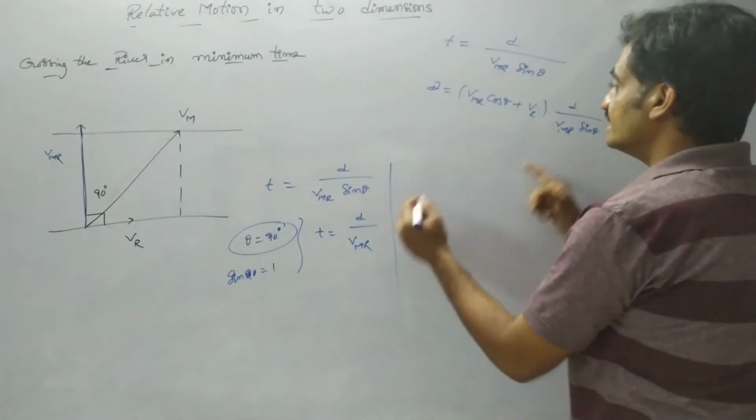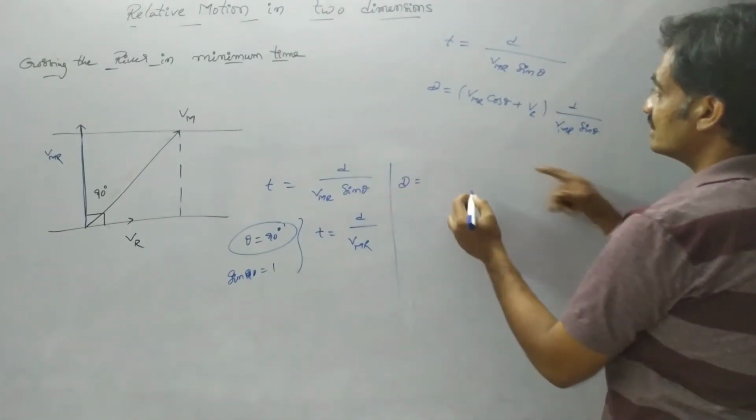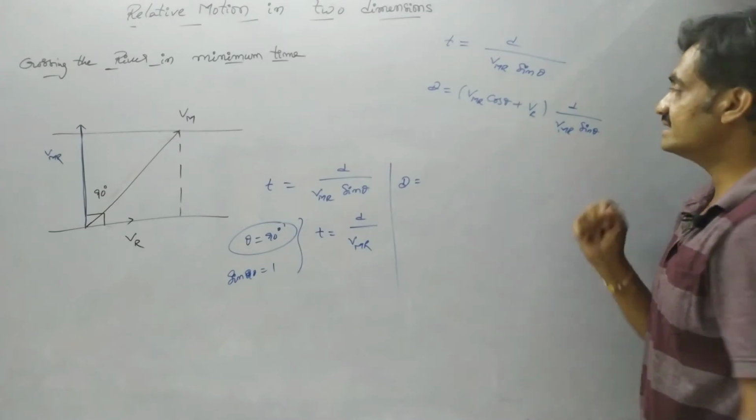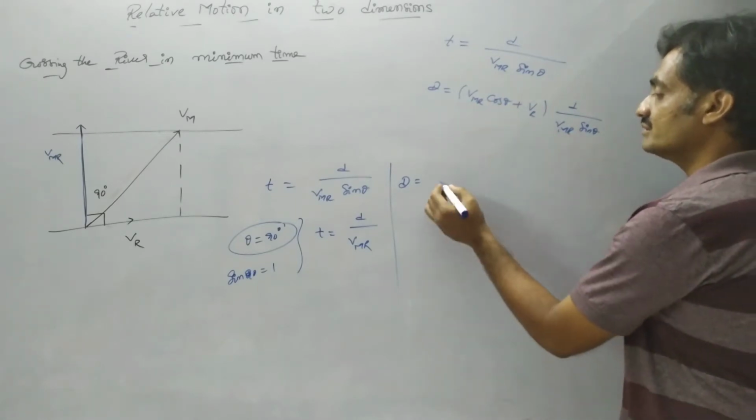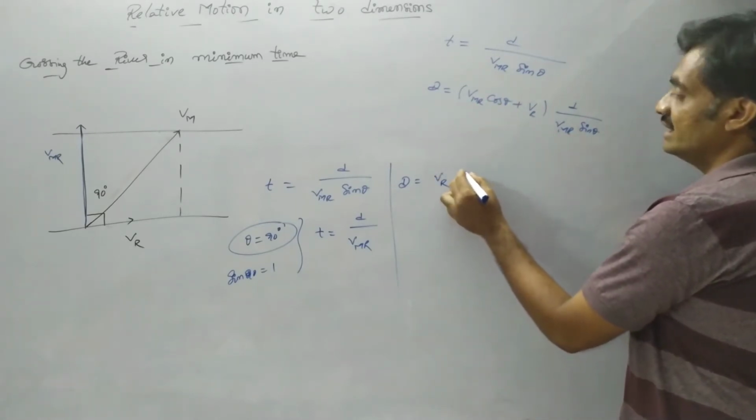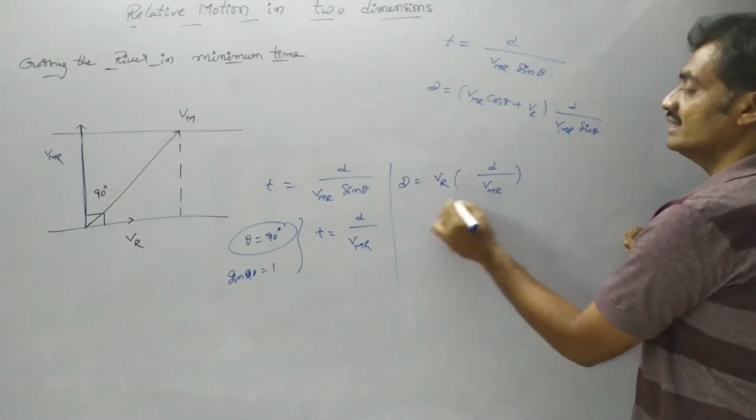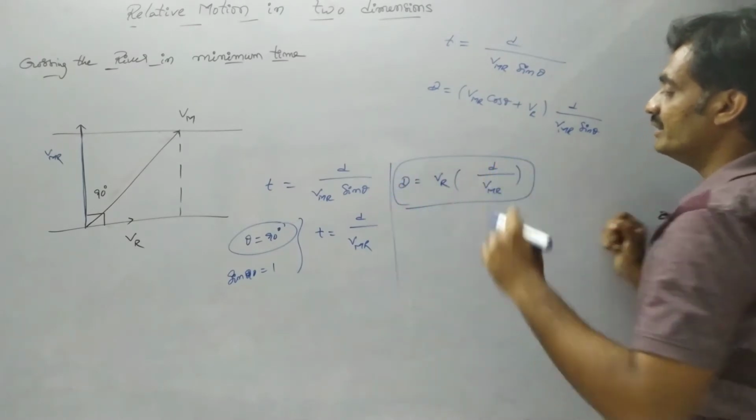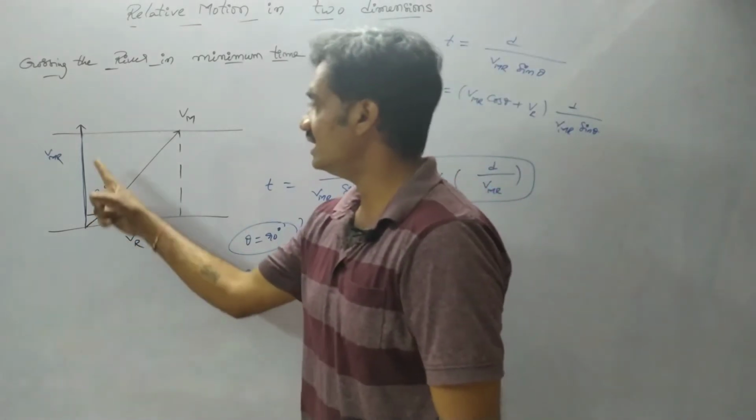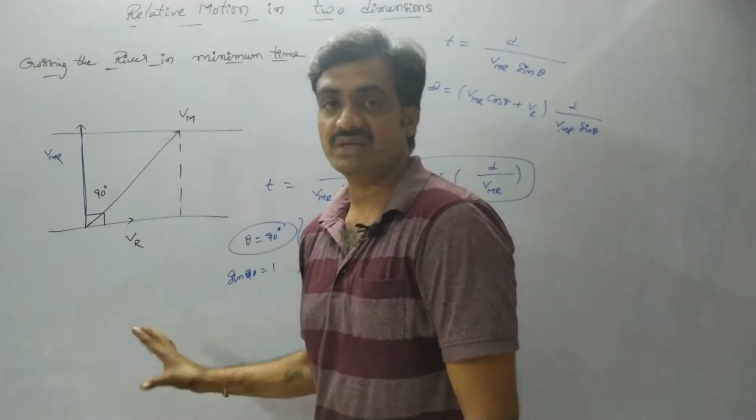In this case the drift is represented as D equals, we know that cos 90 is 0, so something into 0 is 0, and we have v_r into d by v_mr. So this is the drift made by the man in order to cross the river in minimum time.